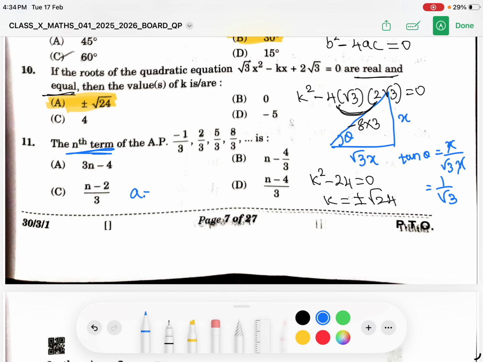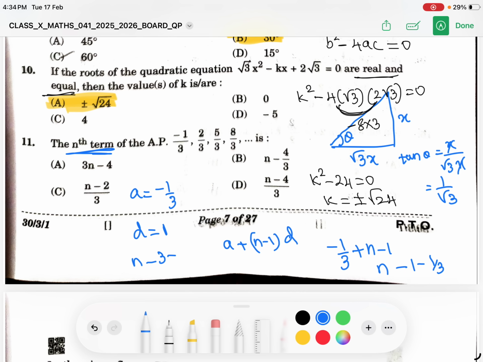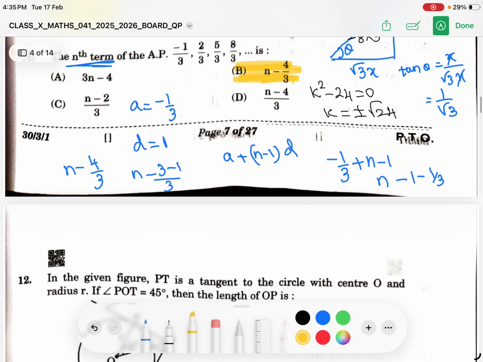Next one, 11th, the nth term we should find. So a equal to minus 1 by 3, d equal to 1. So we know that a plus n minus 1 into d gives the nth term. So a is minus 1 by 3 plus n minus 1 into 1 only. So n minus 1 minus 1 by 3. So n minus 3 minus 1 divided by 3. So n minus 4 by 3. That is the correct answer. N minus 4 by 3. So 11th question answer, n minus 4 by 3, option B.